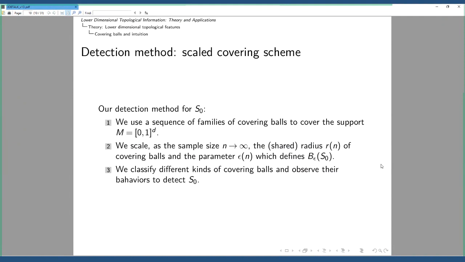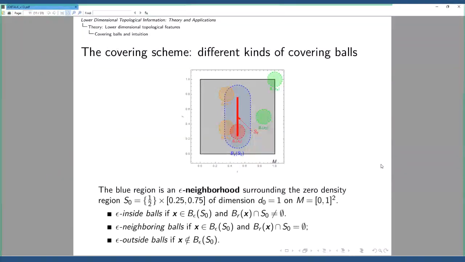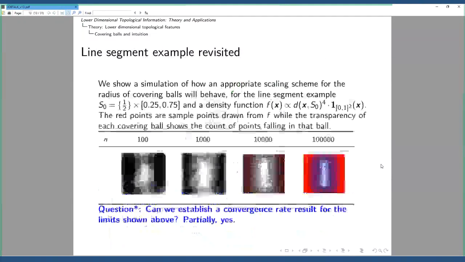And the final step is that we classify different kinds of covering balls and observe their behavior in order to detect the zero density region. You may still wonder, oh yeah, it's still kind of blurry. However, maybe we should look at a simulation example. In this example, we are still studying the line segment example with the probability density function proportional to the fourth power of the point to set distance. And then we draw a sample of size 100 to 100,000.